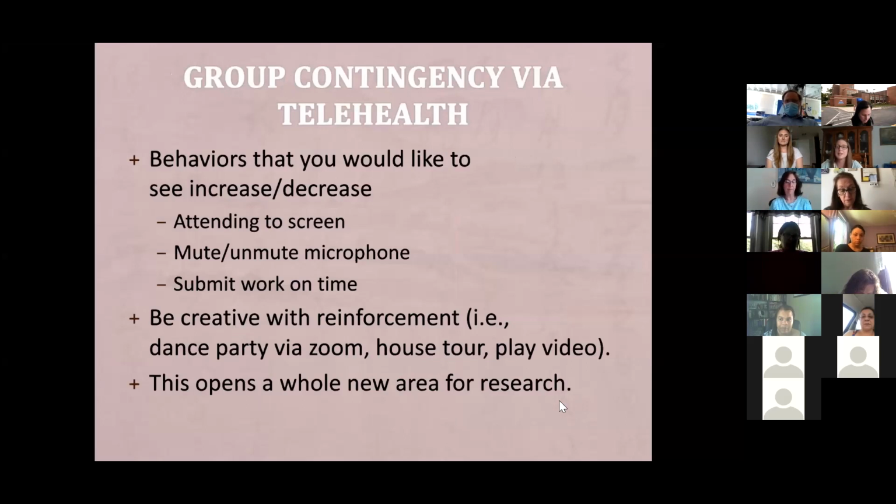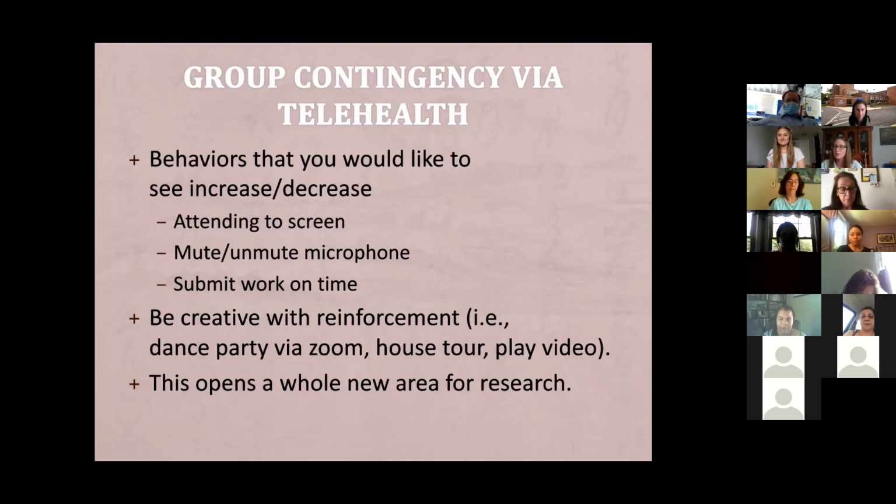Okay, so like Lisa had mentioned, some behaviors that you might want to see increase or decrease. Of course, these are going to look different than in an actual classroom. So we have attending to the screen. If you're working with the little ones, it's hard to have them focus in and pay attention to the screen, muting and unmuting your microphone, submitting work on time. Maybe it's turning the video camera on and off. There's probably other ones that you could think of, like sitting down in a seat. I work with a little guy that it's hard to get him to just sit, he's just constantly moving and moving the camera around.